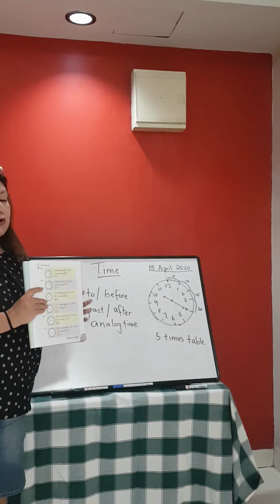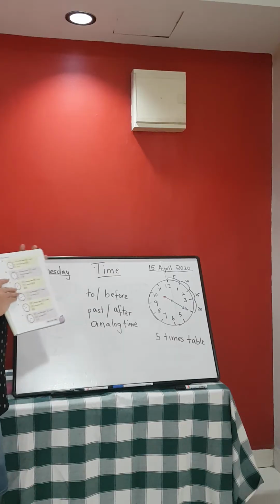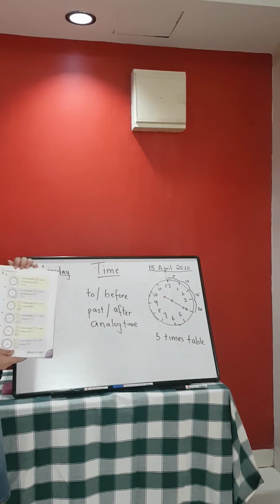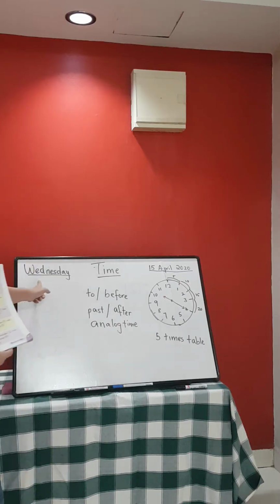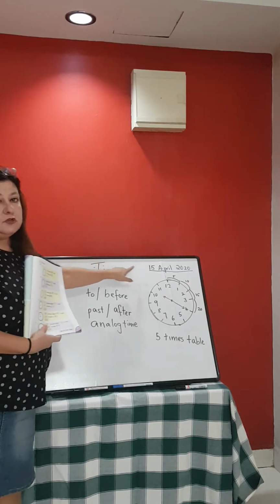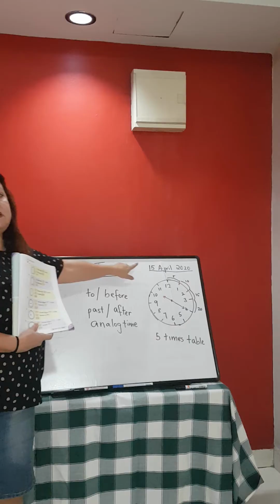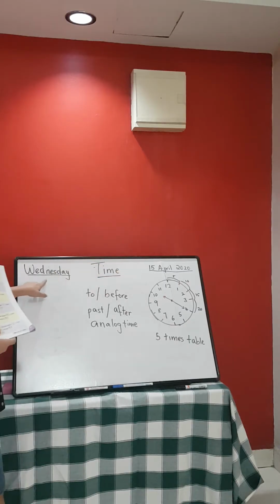Now, open your books, page 63, and write today's day and date. Today is Wednesday, 15th April. And underline it with blue.